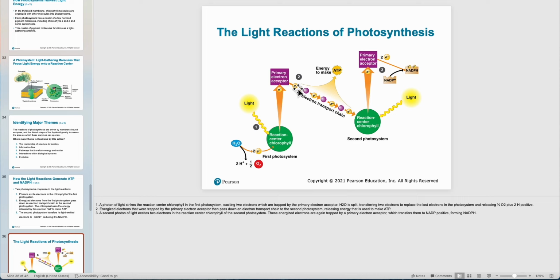So here's what we're doing here. We're charging it, letting the charge go down, and then we're making all that energy stored in the form of ATP.